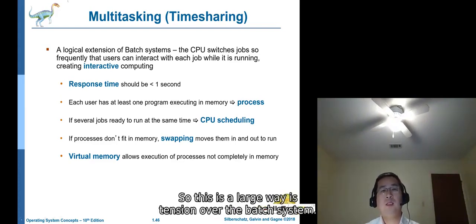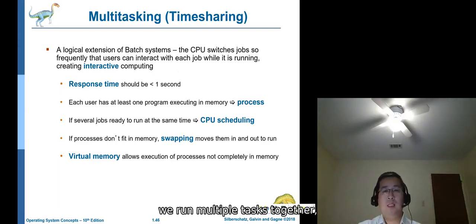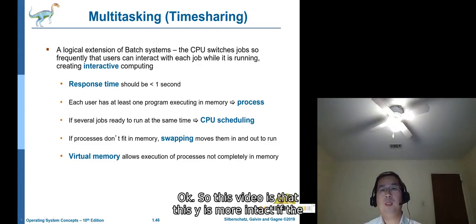So this is a logical extension of the batch system. The idea for the batch system is that we run multiple tasks together, queued in beforehand, and then at the same time we run multiple tasks. But this one is more interactive.